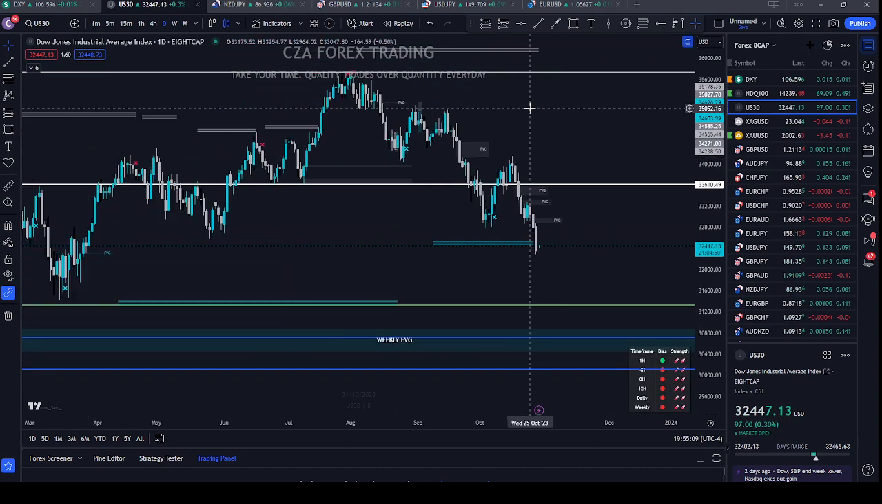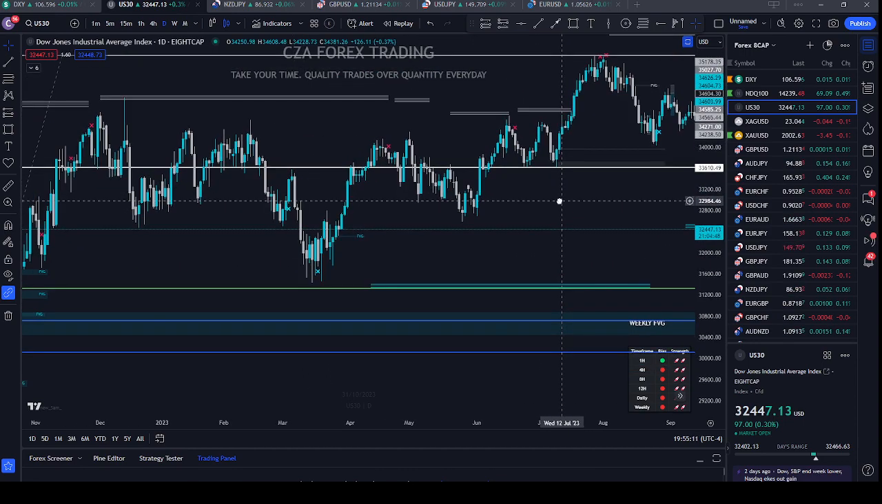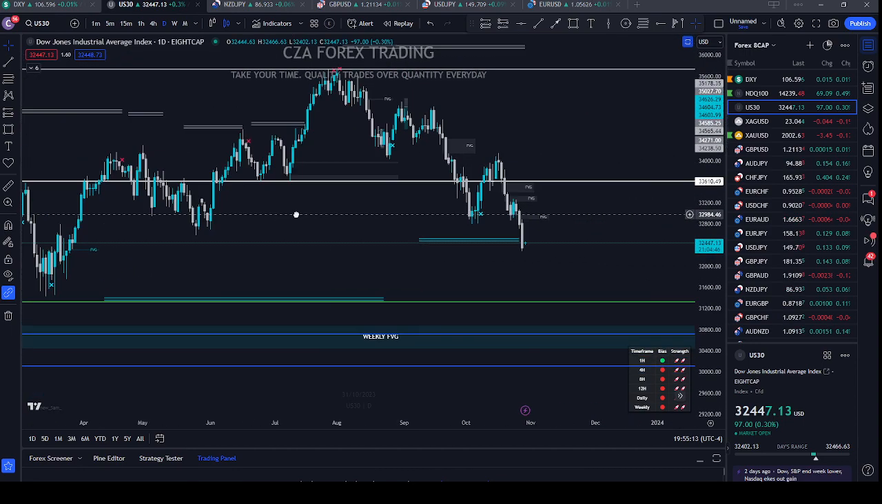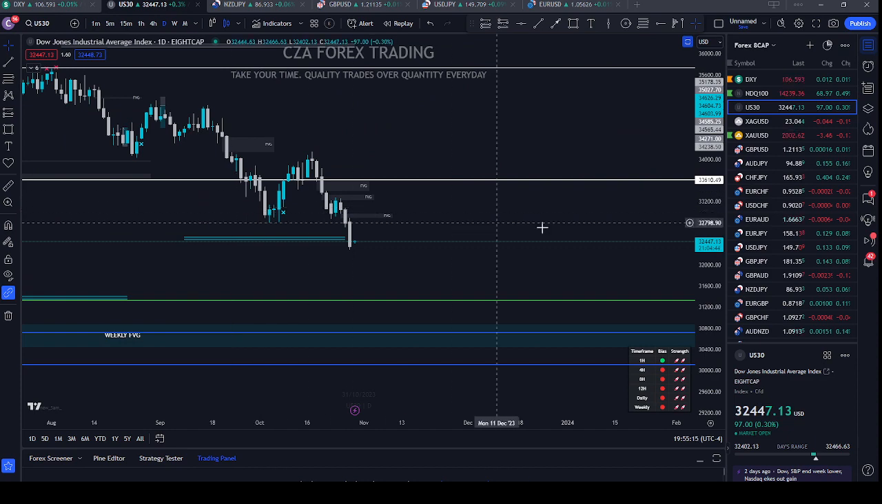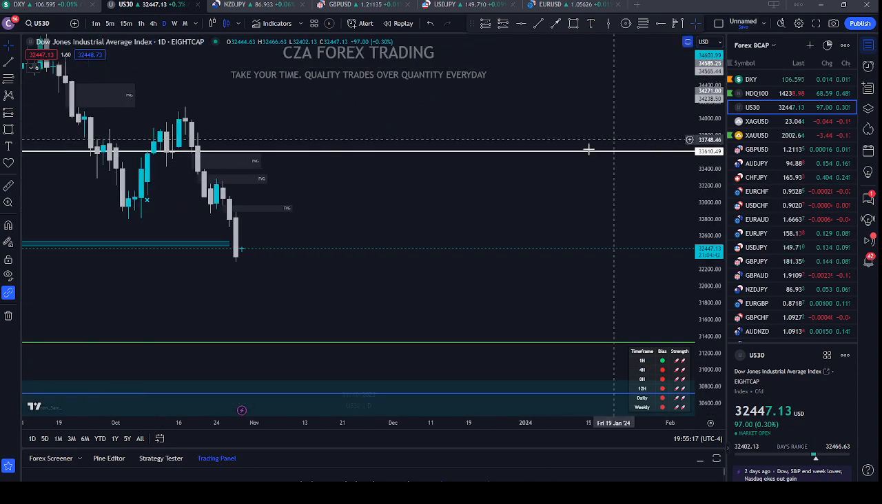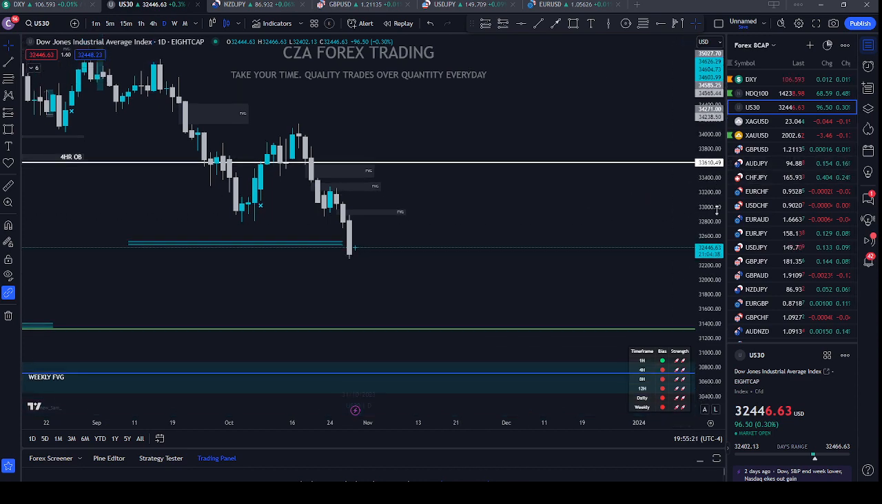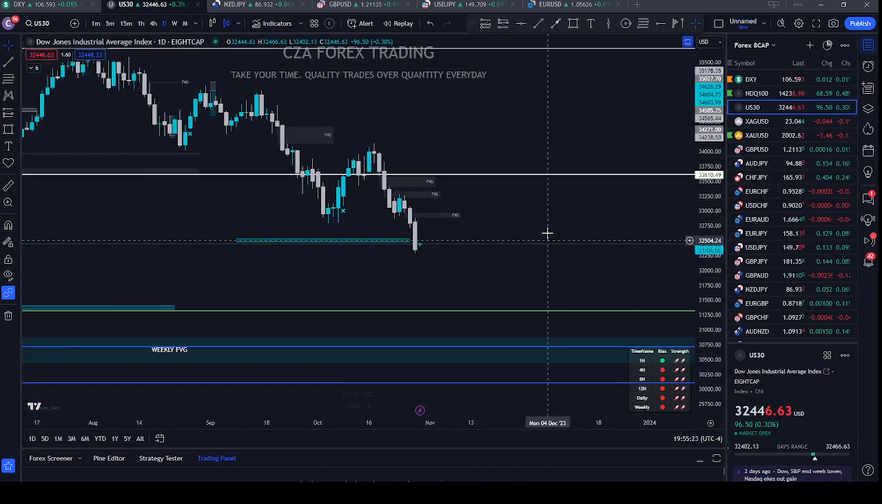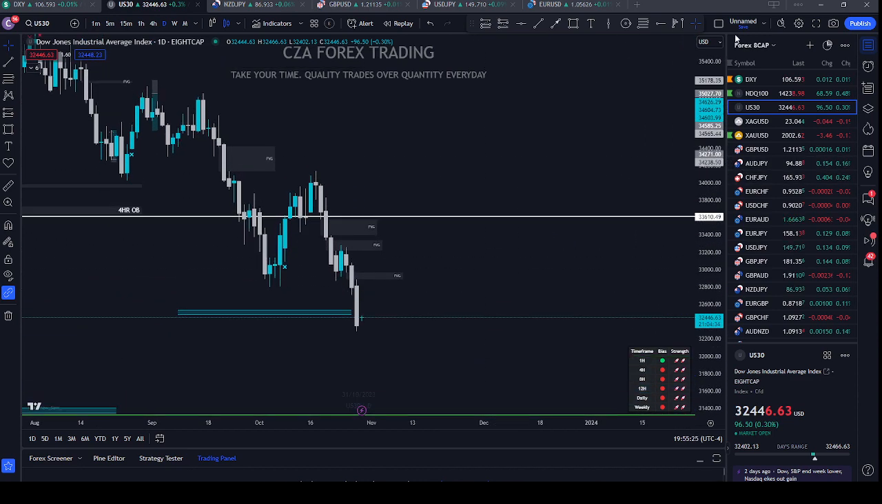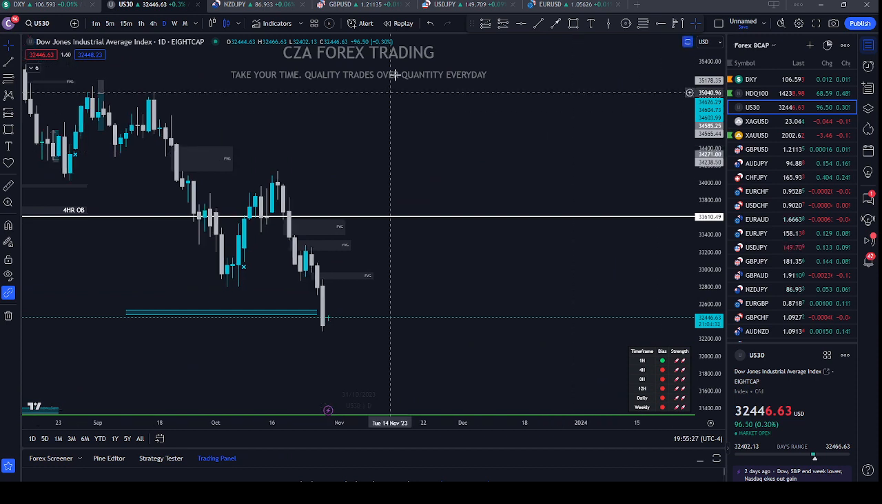US 30 scares me, man. It's such a massive move. I love US 30, bro. That shit was juicy the whole week, man. I traded the whole move up and down, bro. The whole week. Shit is wild, bro. Right, so let's identify these up and down and up and down.